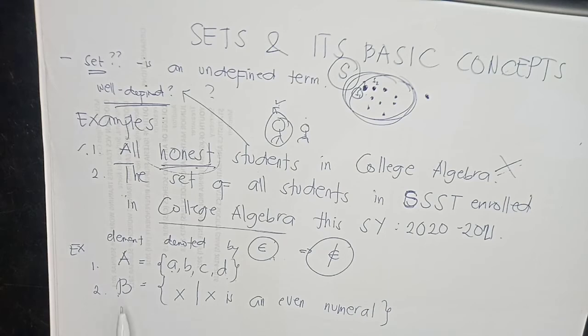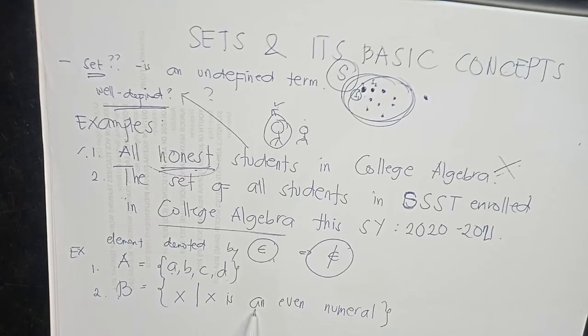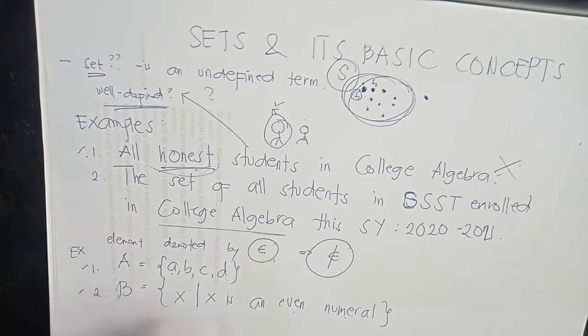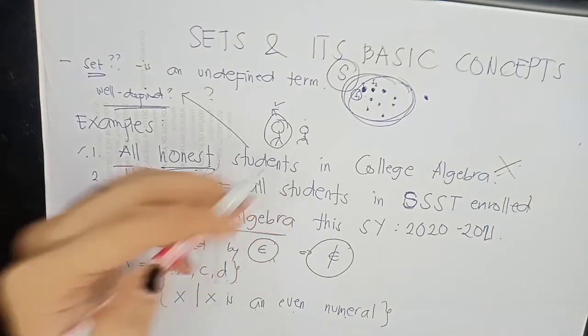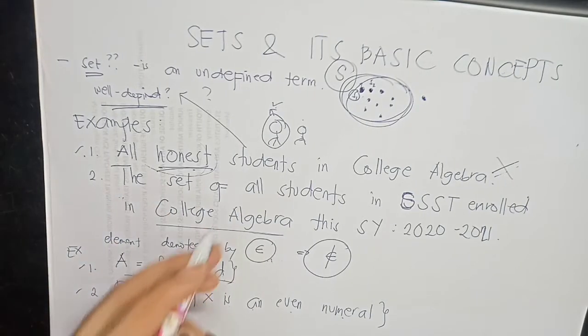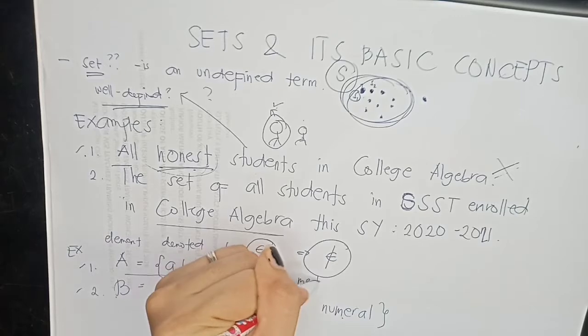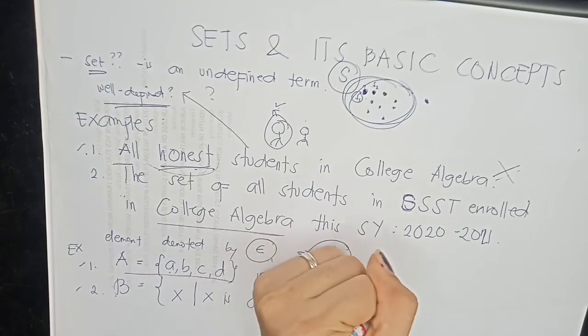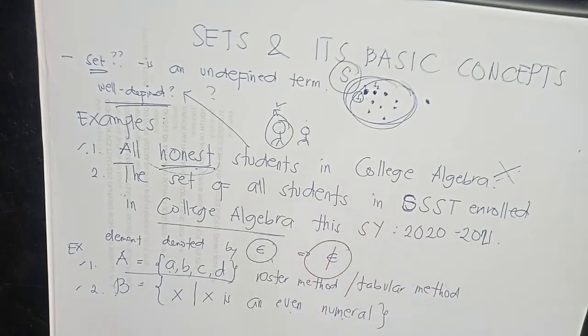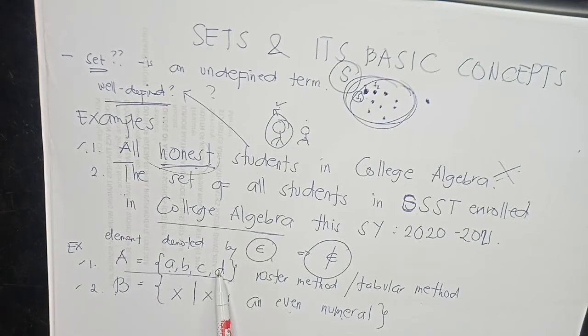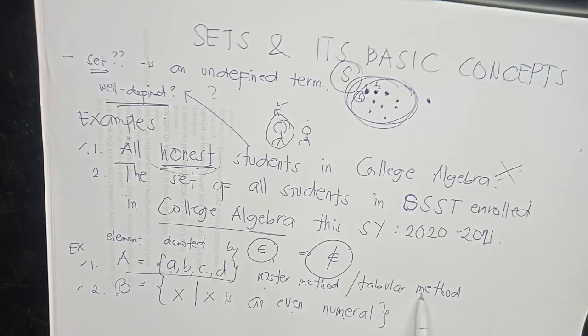Okay, the next example, B is equal to the set of X such that X is an even numeral. Ang pagbasa po nito, yung underline ng pababa, is such that. Lahat po ng two methods na to is describing a set. The roster method or tabular method represents elements that are actually listed. So, itong first example na to, si A, ang tawag po niya ay roster method or tabular method. When you say roster method or tabular method, lahat po ng mga elements ni A ay isusulat. Yan po ang meaning ng roster method at tabular method.